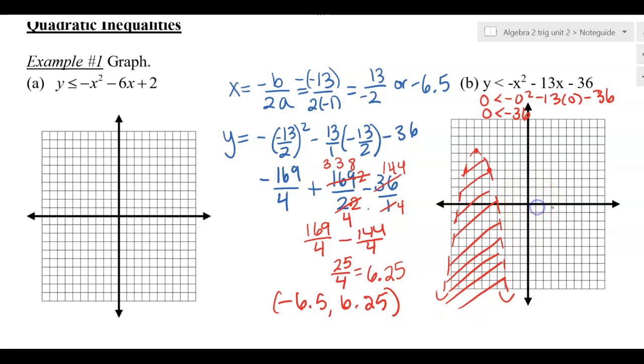Does anybody else have another tactic that they use for shading, just so we can fill people in if there's another way out there? Emily? I would just see it just as y is less than, so I would do y less than. Good. Good.